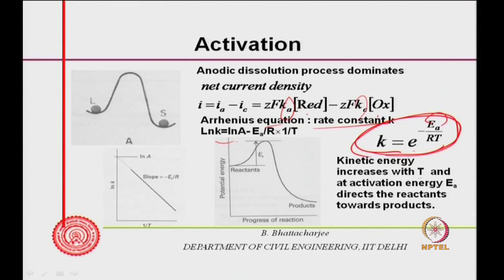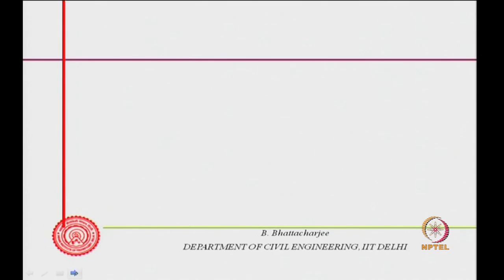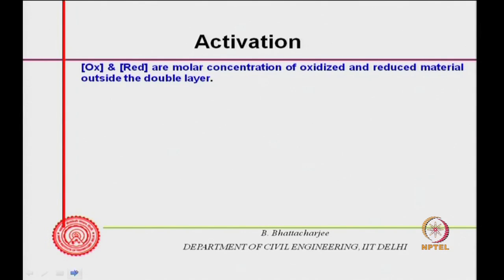So, kinetic energy increases with T, and activation energy directs the reactants towards the product. Anyway, it is a function of temperature, and it can be shown that K is e to the power of EA divided by RT. Okay. So, this is the progress of the reaction: the reactants have been pushed up, jump from that and come to the product level. So, that is activation.